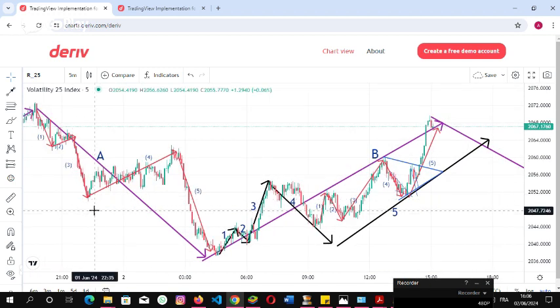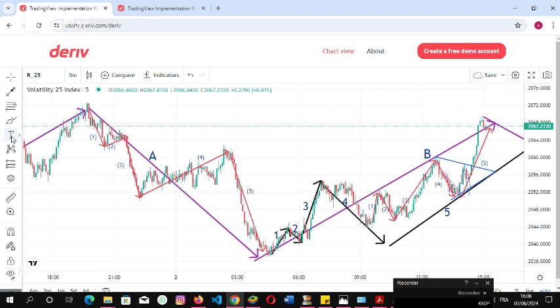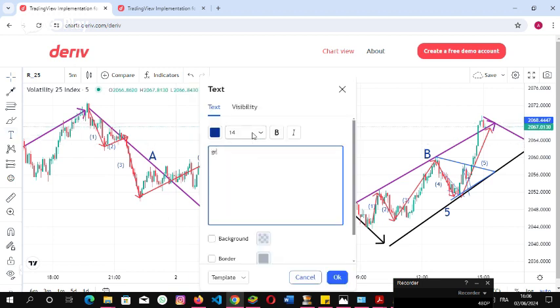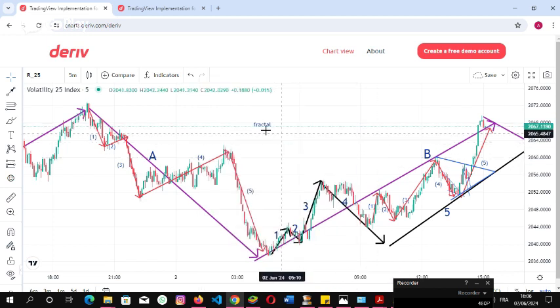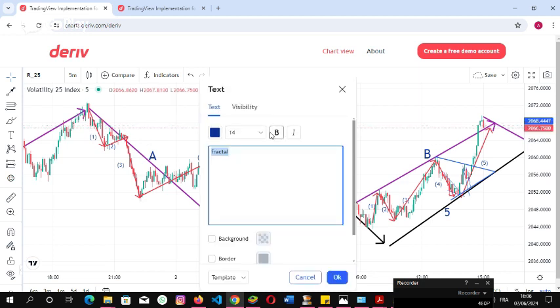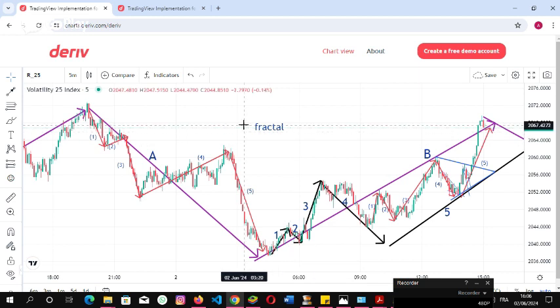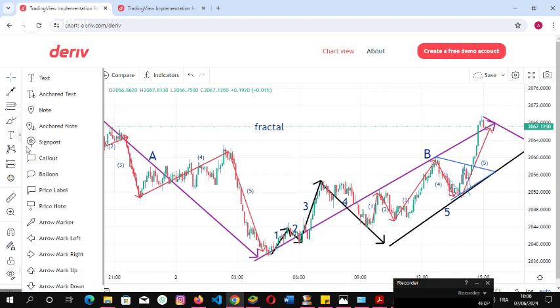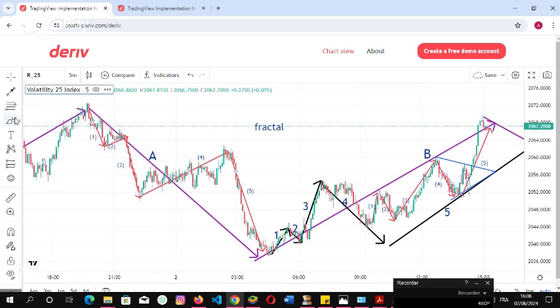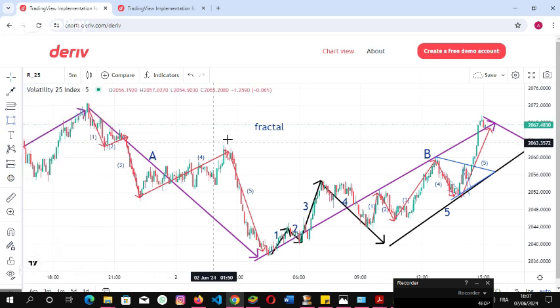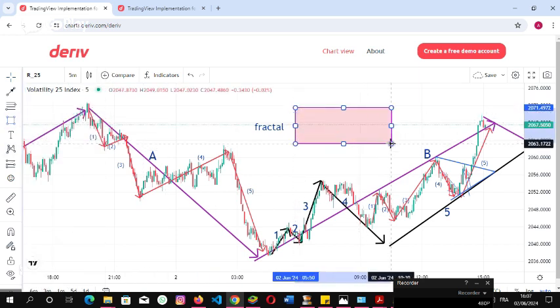I've labeled the subwaves. Now, generally, waves are fractal in nature. Let me write the word fractal here. Waves are fractal in nature. And what does it mean? Something which is fractal is simply a geometric shape that can be broken down into parts, and each part will be an exact replica or a look-alike. Each part will look like the original one.